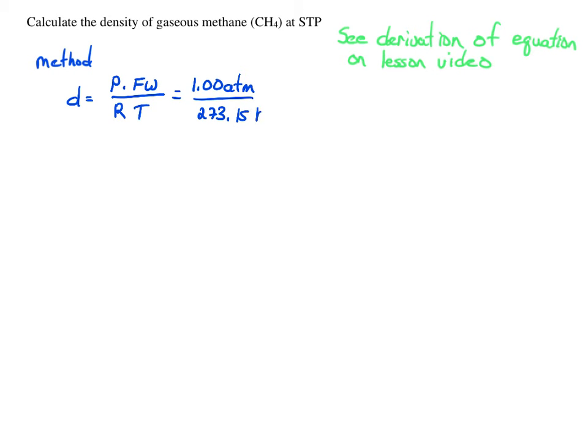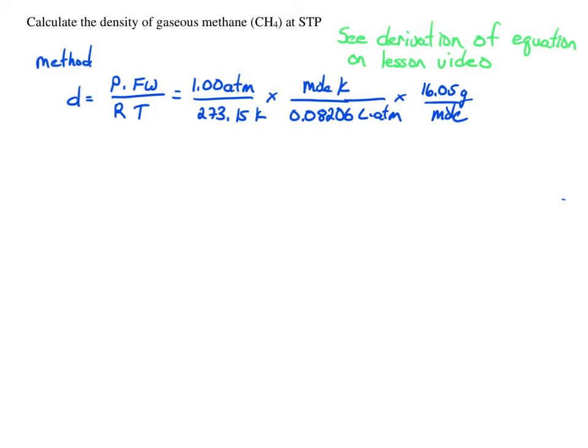273.15 Kelvin. We're going to divide by R, 0.08206. Our units are liter atmospheres per mole K. And finally, we multiply by the formula weight of methane, which is 16.05 units of grams per mole.